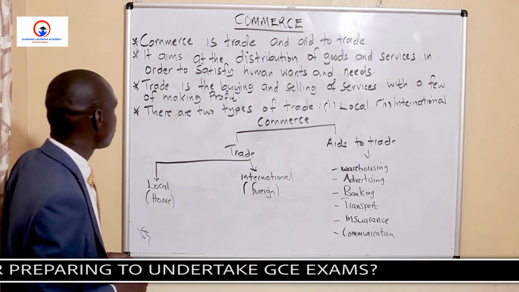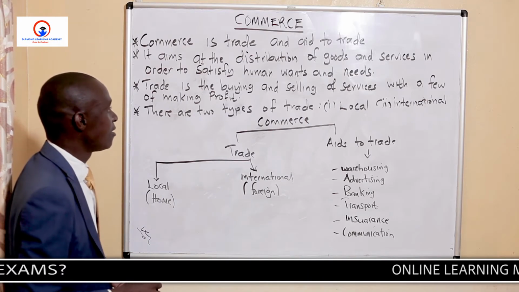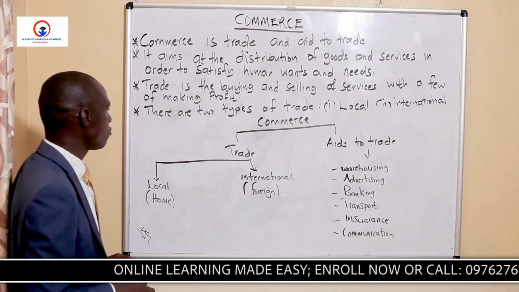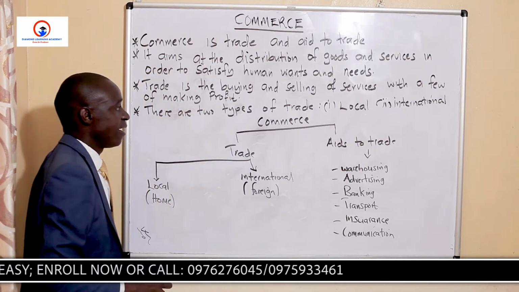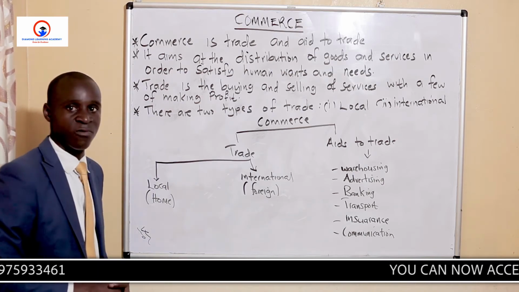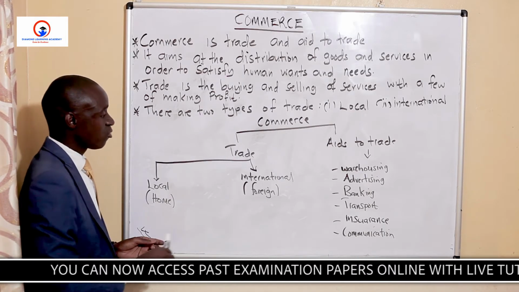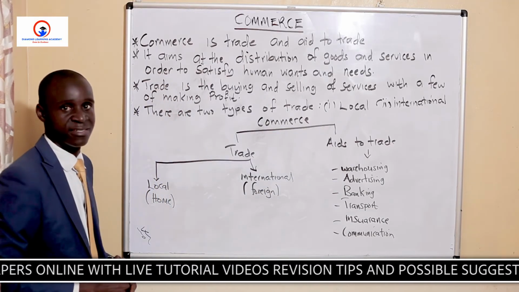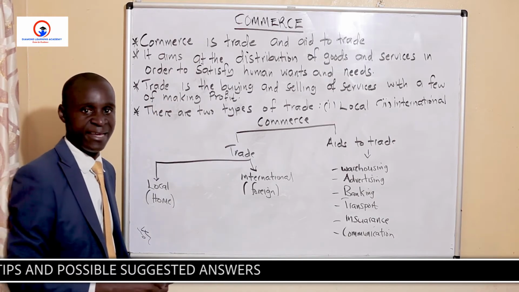And so let's break it down. Trade is the buying and selling of services and goods with a view of making profit. There are two types of trade: local trade and international trade. And so below is just a table, a summary of what commerce really talks about. I've got two arrows. The first one talks about trade, and the second goes on to talk about aids to trade. So this basically takes us back to the definition of trade and aids to trade.